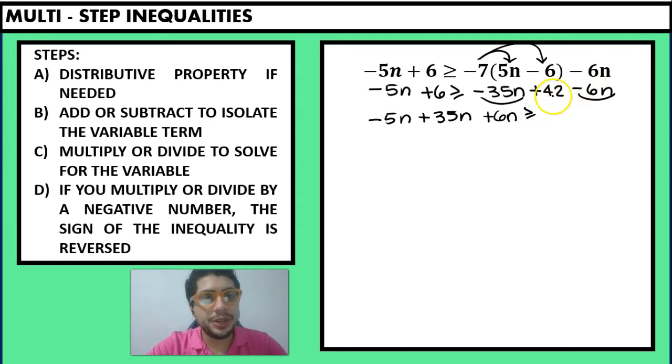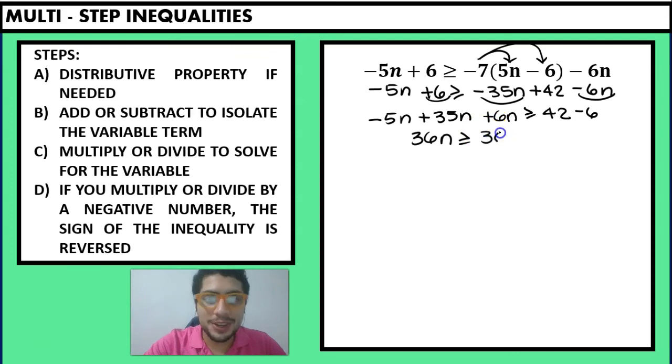And that is going to be higher or equal to 42, minus this 6, because this 6 is adding here, so when we move it to the other side, it's going to subtract. So minus 5n plus 35n plus 6n, right? So minus 5 plus 35 is going to give us a value of plus 30. Plus 30 plus 6 is going to give us 36n. And that value is going to be higher or equal to 42 minus 6, which, as you know, is going to give us a value of 36.